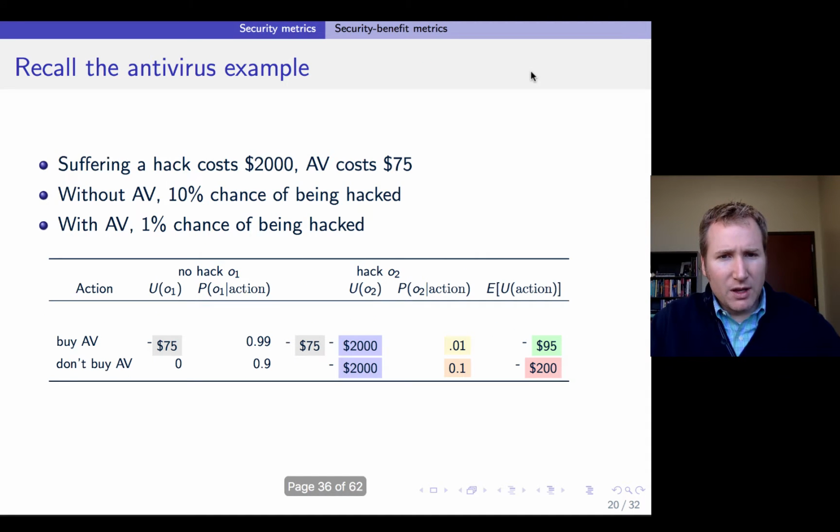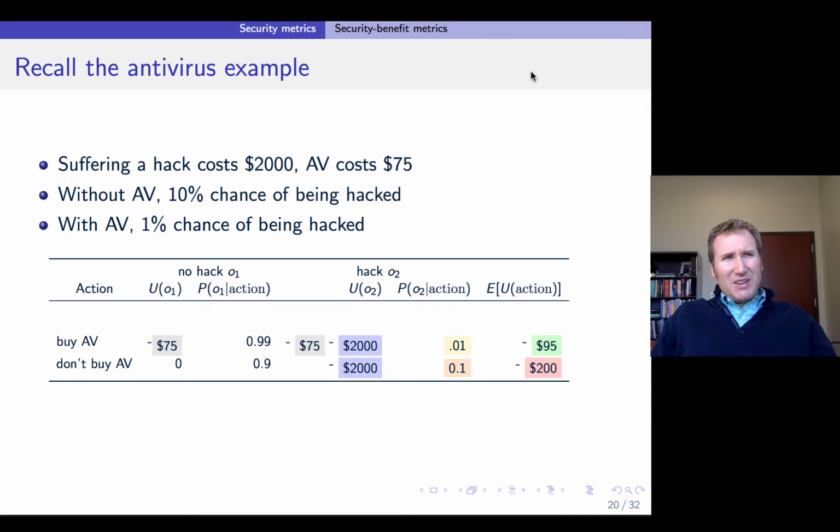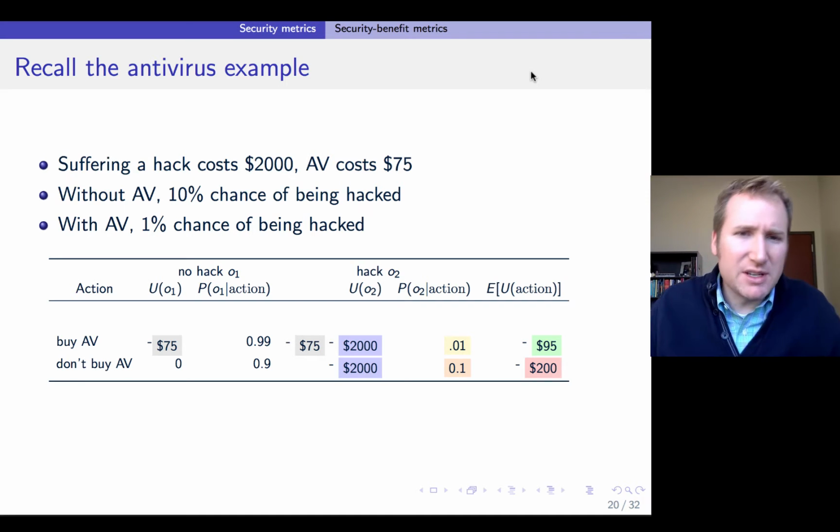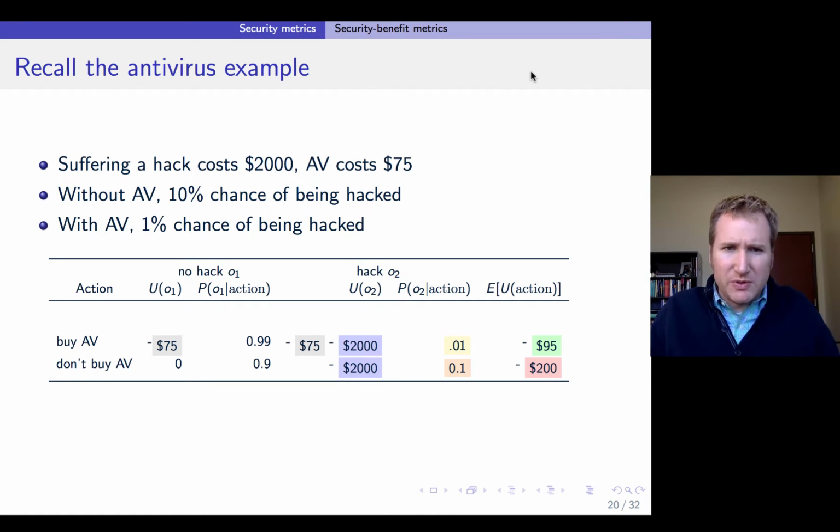So this greatly simplifies things, and in fact, it nicely maps onto some of the examples we've already seen. If we go back to the antivirus example, where you suppose that someone could suffer a hack and that would cost $2,000, antivirus costs $75. If we slightly tweak the probabilities to say without antivirus there's a 10% chance of being hacked, and with antivirus there's a 1% chance, if you go through and do your expected utility calculations, you could end up with a table like we saw previously.